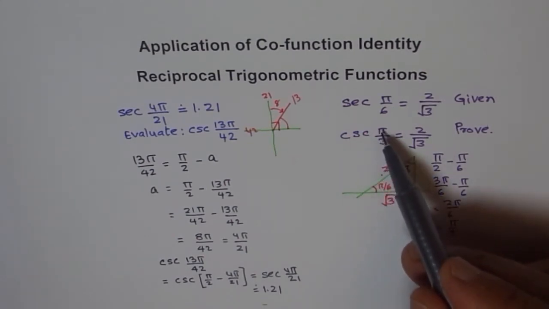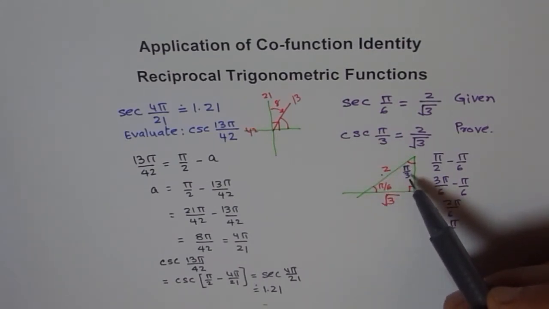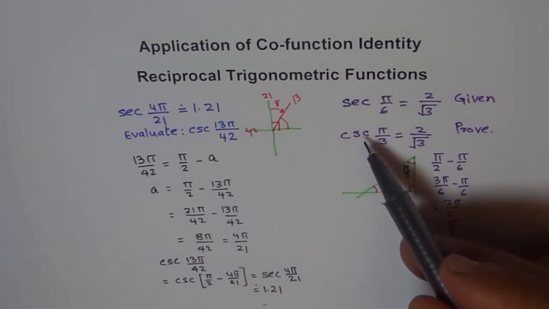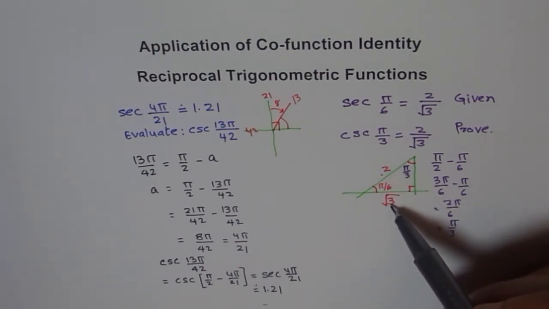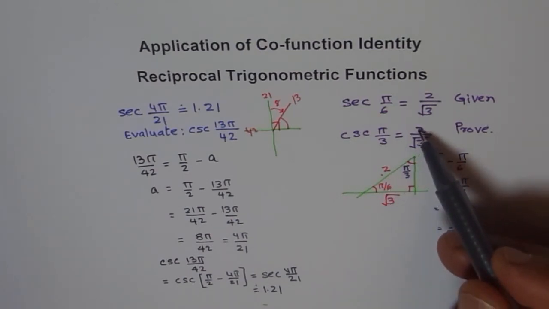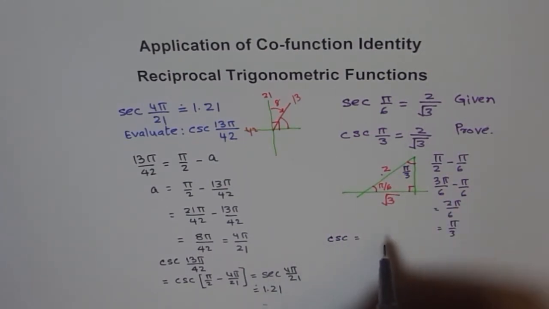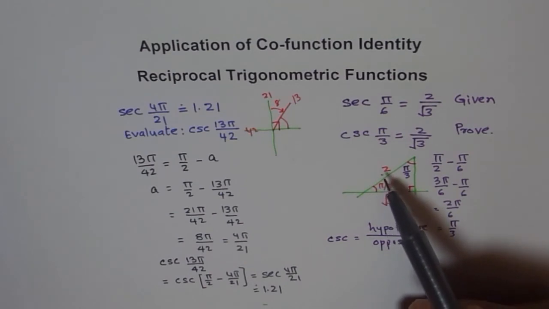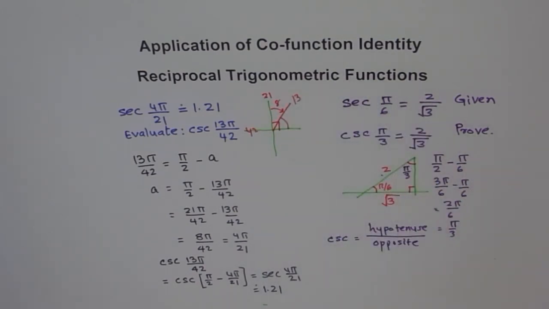Now when we say cosecant of pi by 3, then we are looking from this side. And cosecant is reciprocal of what? Cosecant is reciprocal of sine, and sine is opposite over hypotenuse. Therefore cosecant is hypotenuse over opposite side. And here the opposite side is square root 3 and hypotenuse is 2. So you get your answer, the same. So cosecant is hypotenuse over opposite, and as you can see from the triangle, it is 2 over square root 3, the same thing. And that just proves the cofunction identity for reciprocal trigonometric functions. Thank you.